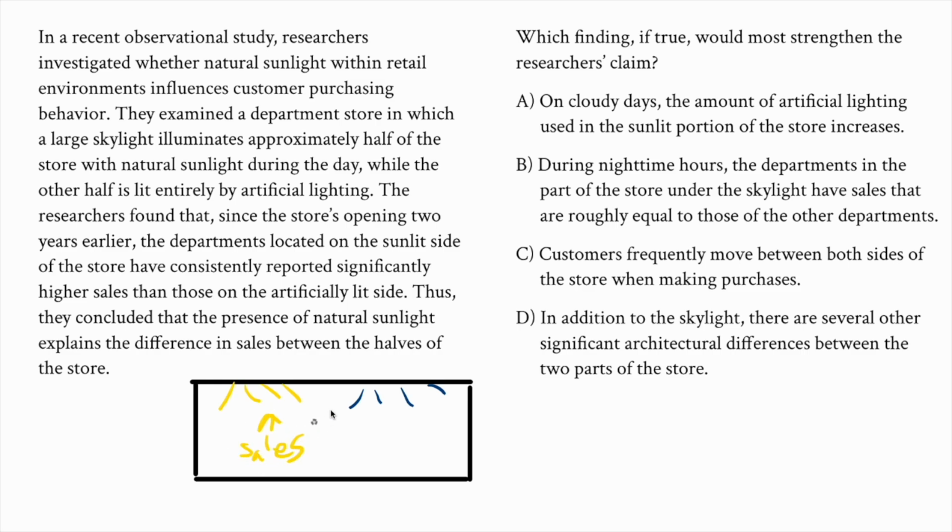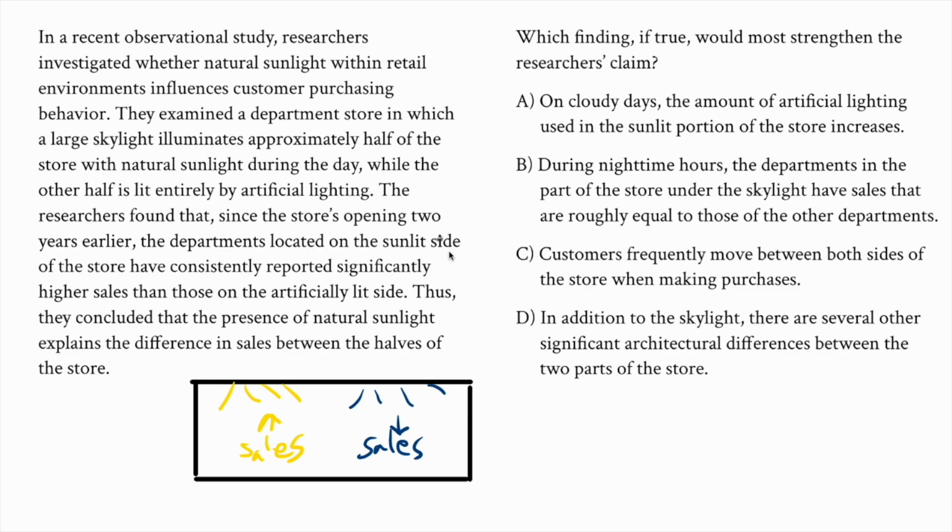So we can say sales up over here, and over here sales down, or at least sales lower compared to the sunlit side. And so it says the researchers concluded that the presence of natural sunlight explains the difference in sales between the halves of the store. So in other words, the fact that this side of the store is getting natural light and this one isn't explains the difference in sales.